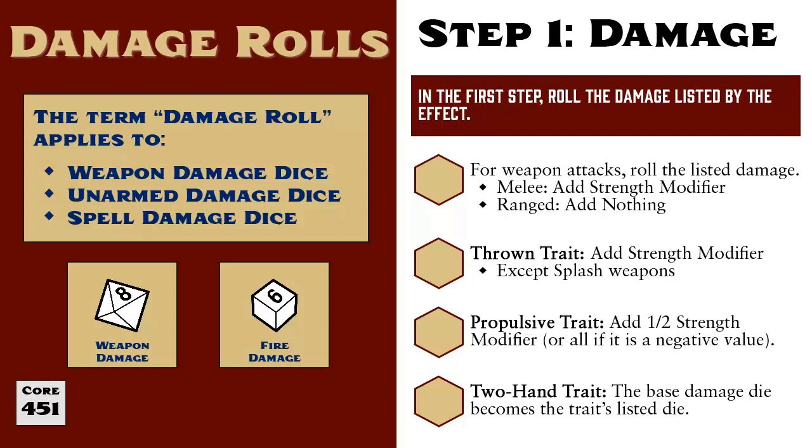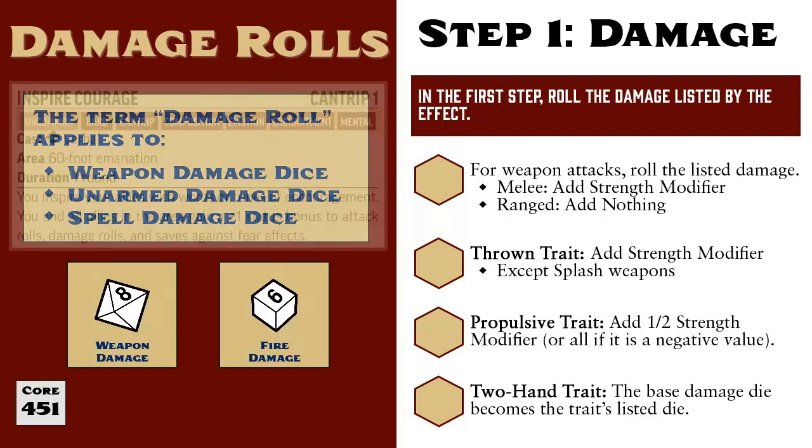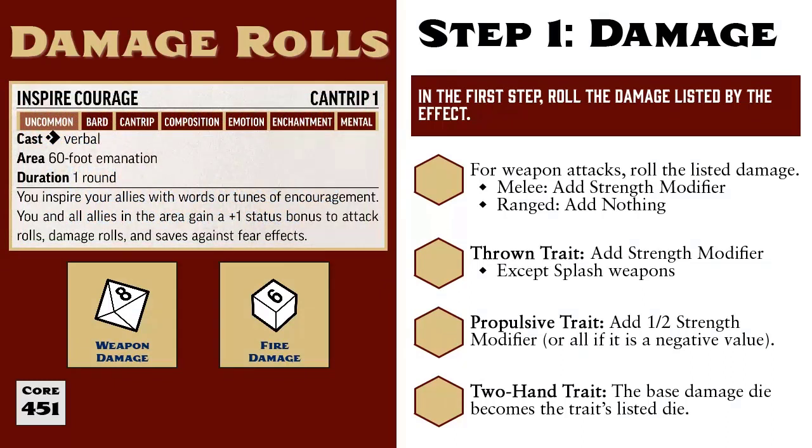And the reason this is important is for times when you see abilities like Inspire Courage that grant a bonus to "damage rolls." This only applies to the weapon damage dice, unarmed damage dice, and spell damage dice, and not to any other effect that's tagged onto that base damage. So, Inspire Courage would add +1 to the damage of the Flaming Warhammer, not +2.